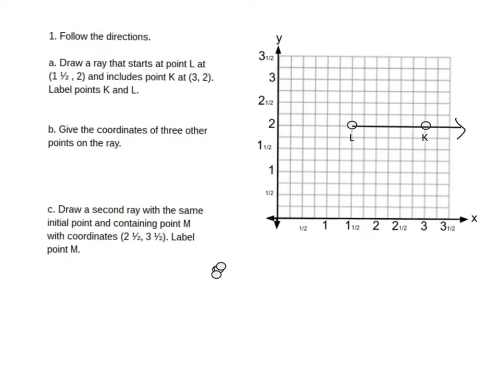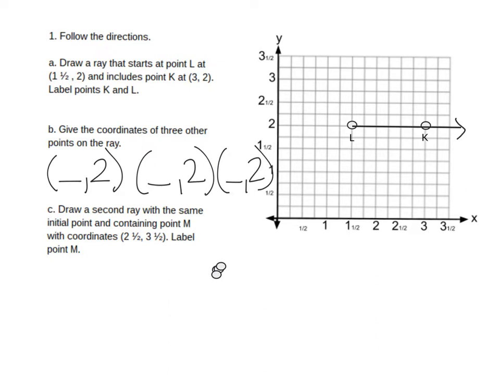Part B wants us to give the coordinates of 3 other points on this ray. Well, it looks like the y is the same because the y has a 2 here and a 2 here. So as long as we have a 2 in the y coordinate, we are correct. Any x and a y coordinate of 2 would be on this line, as long as it starts after 1.5. It has to start after point L because it goes on and on forever. So this number has to be greater than 1.5, and the y has to be a 2.